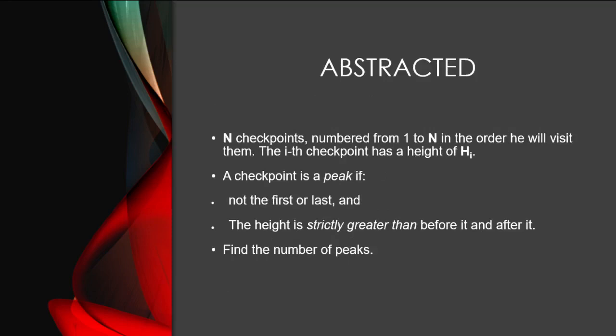This is what I got. You have n checkpoints labelled 1 to n. The ith checkpoint has a height hi. A checkpoint is a peak if it's not the first or the last, and the height is strictly greater than the one before it and the one after it. Find the number of peaks. Hopefully, by abstracting it, it becomes easier to code and more logical.